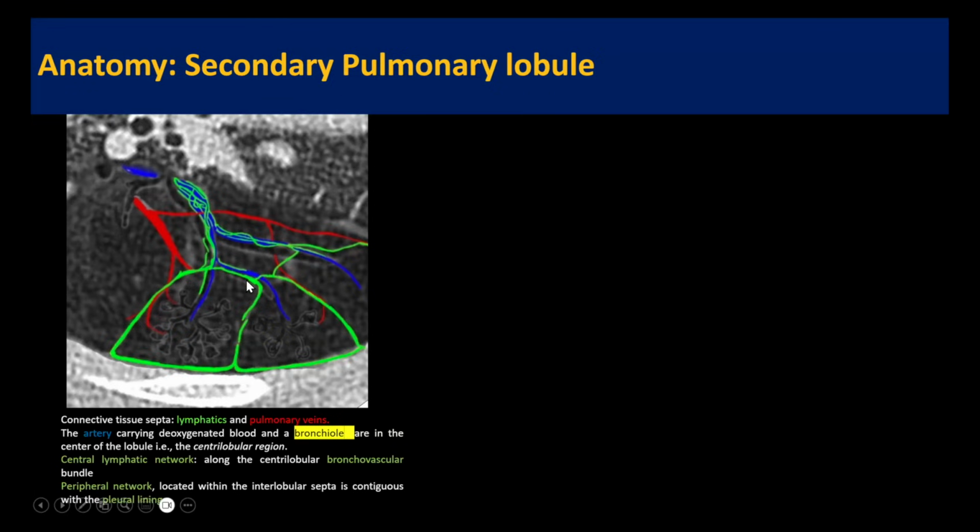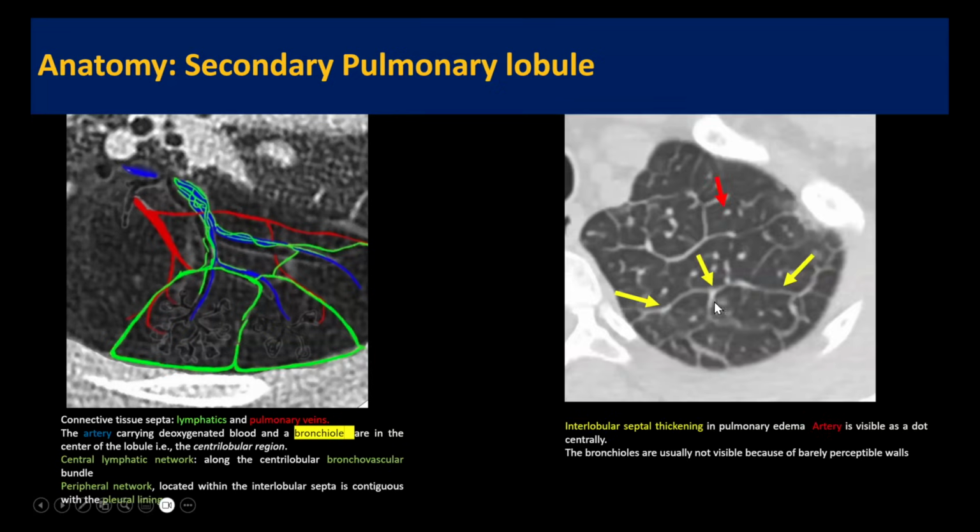The interlobular septa basically drain into the pleura, the biggest lymphatic drainage of the lung, and this is known as the peripheral lymphatic network. Now, on CT, this secondary pulmonary lobule is very well outlined in this patient with interstitial edema, where you can see smooth interlobular septal thickening secondary to venolymphatic congestion, again, veins and lymphatics in the interlobular septa. And the central dot is a pulmonary artery. The bronchiole is not well visualized because of the walls being too thin or barely perceptible.